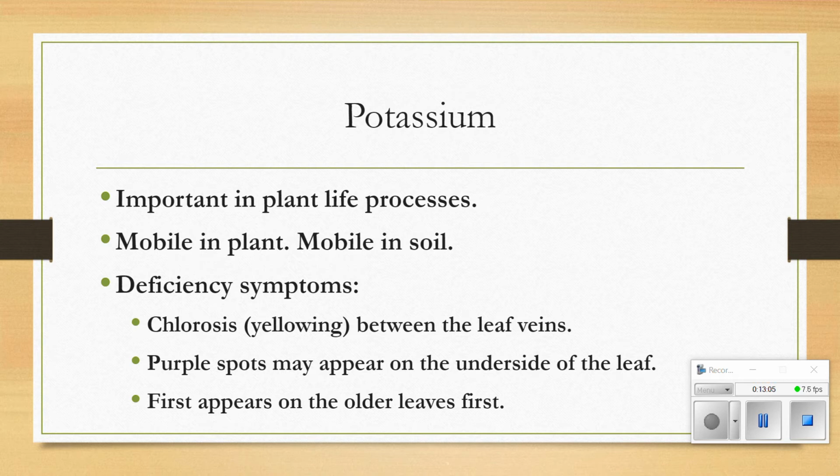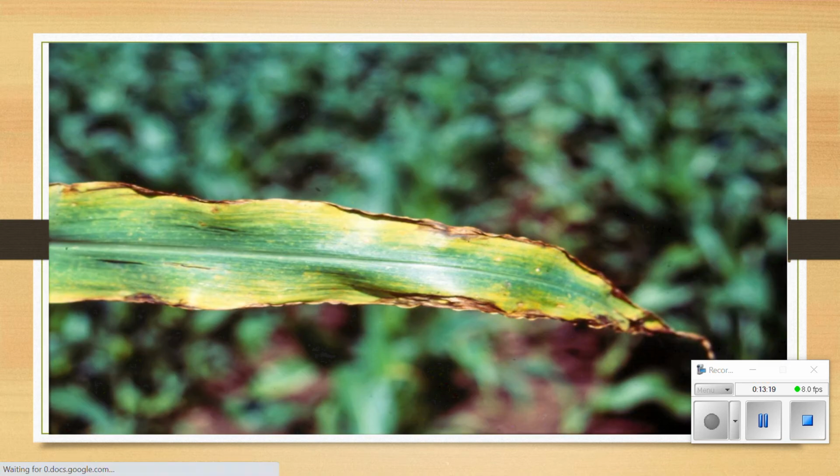That's because the newer leaves, the younger leaves up high, will pull the potassium and also nitrogen away from the older leaves, kind of like children suck the life out of their parents, and you'll start seeing symptoms in the older leaves first. Corn leaf with a potassium deficiency.